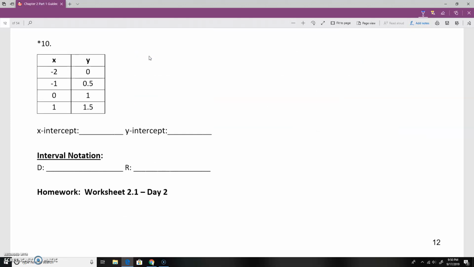Last one real quick. X-intercept is where y equals 0. That's the point negative 2, 0. And our y-intercept is where x equals 0, which in this case is the point 0, 1.